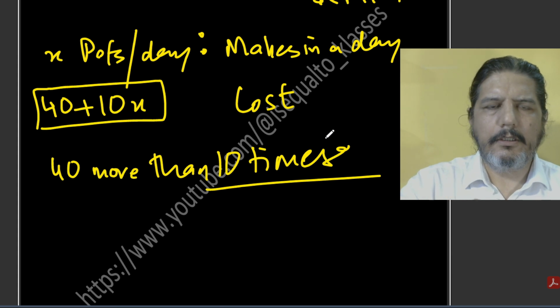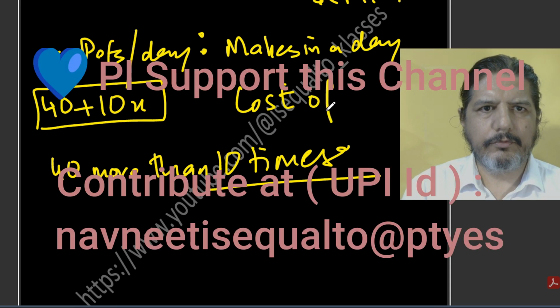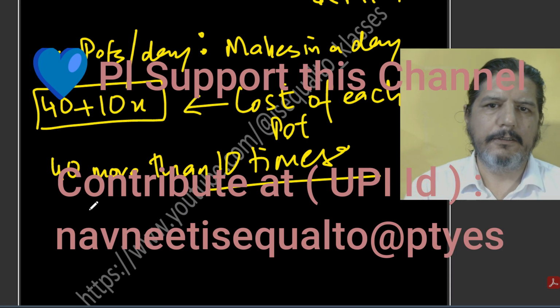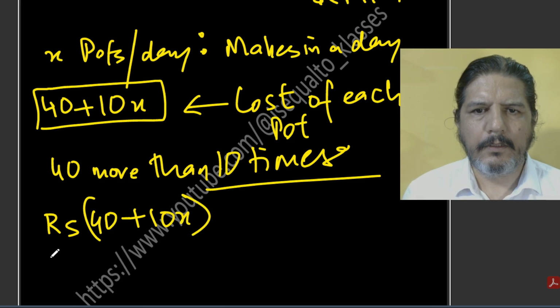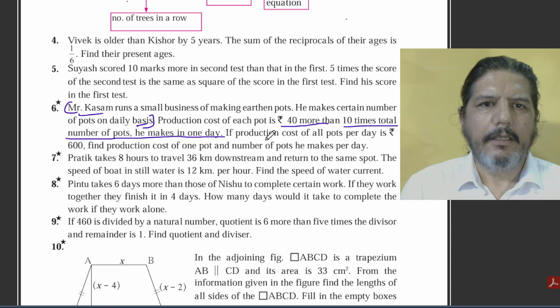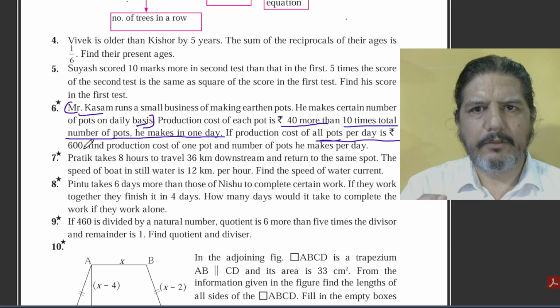So now, the information that we have is that he makes X pots per day and the cost of each pot is rupees 40 plus 10x. So rupees 40 plus 10x is the cost per pot, and he makes X pots per day. I hope you are clear till here. Okay. If the production cost of all the pots per day is rupees 600.